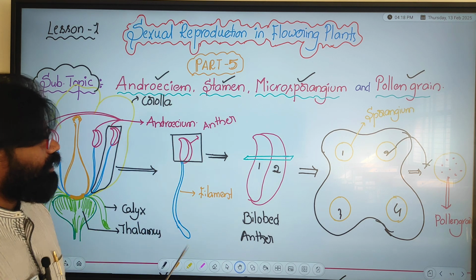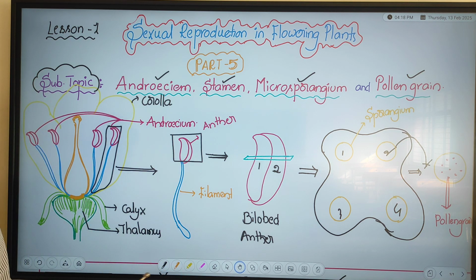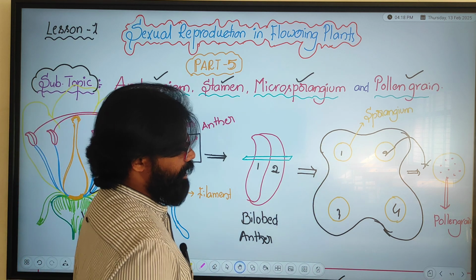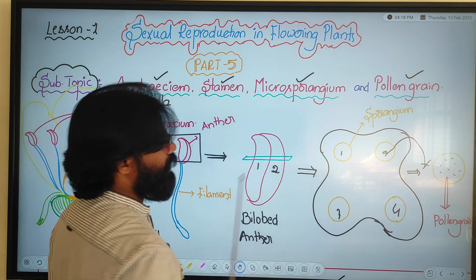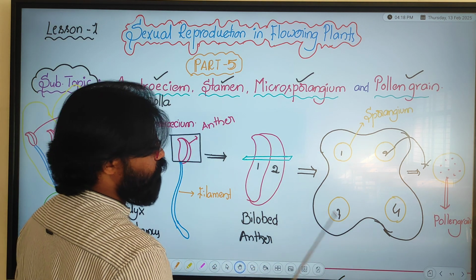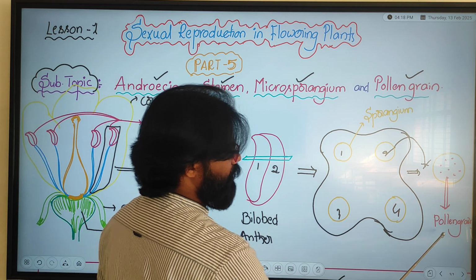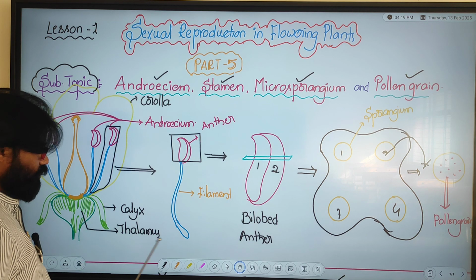Now, from the anther's point of view, we need to know how the pollen grains develop inside. The transverse section of the anther has a tetragonal shape. At each corner there is one sporangium. So each anther has four sporangia, and each sporangium contains a number of pollen grains. This is the diagrammatic representation we need to understand.